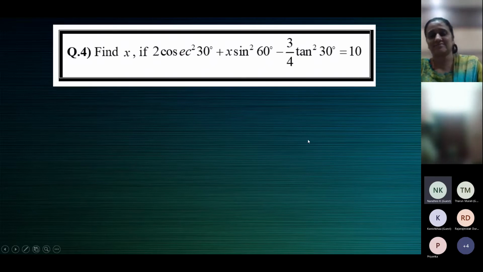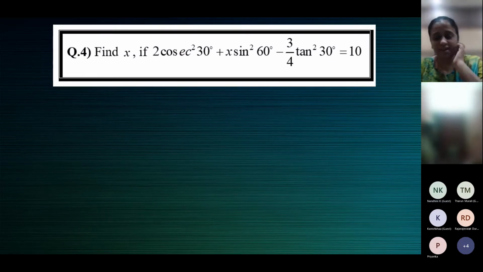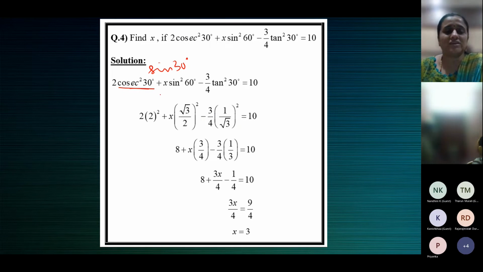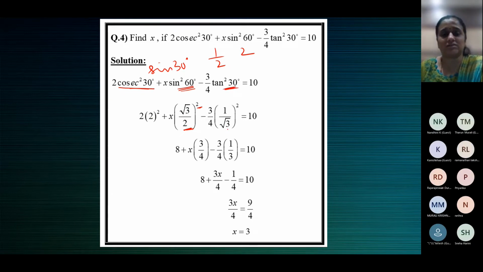Ma'am, is x equal to 3? Yeah, you're right. x is 3. Very good. Cosecant 30 degrees: sine 30 degrees is 1 by 2, so cosecant 30 degrees will be the reciprocal, 2. And cosecant square 30 degrees, so 2 square. Sine square 60: sine 60 is root 3 by 2, squared. Tan 30 is 1 by root 3, squared. Then it's just about solving.